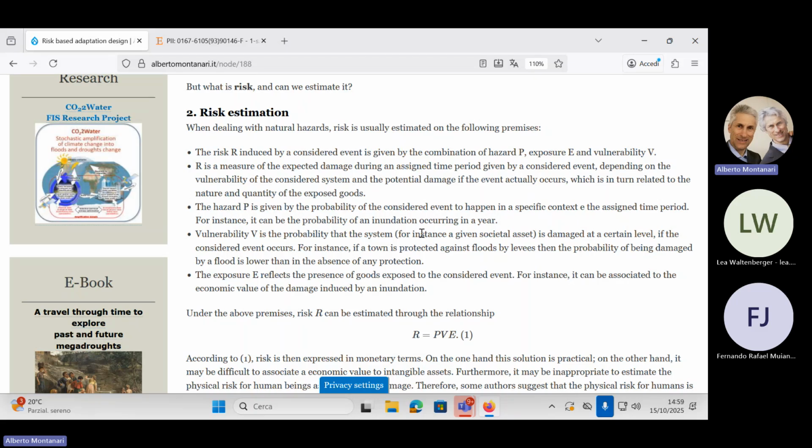Because think of a flood. If you get a very extreme flood, there is a large area that is drowned, and therefore a large damage, a large exposure. If the flood is very small, even if there is flooding, there are only a few buildings that are affected by the flood, and therefore the exposure is lower. So it's interesting to analyze this relationship between probability, vulnerability, and exposure.